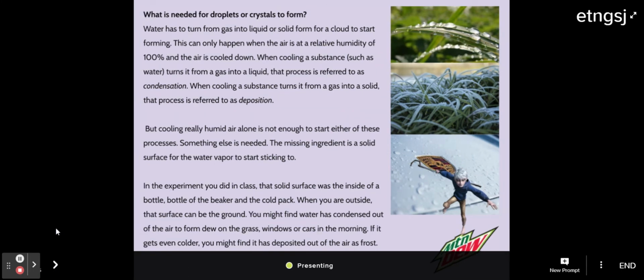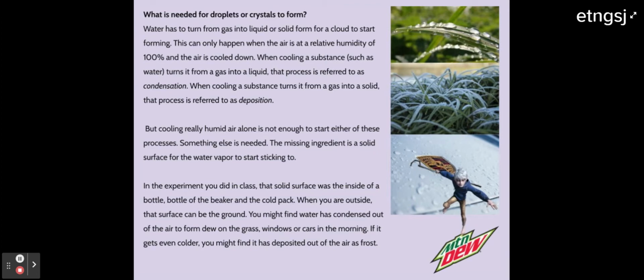Okay. What is needed for droplets or crystals to form? Water has to turn from gas into liquid or solid form for a cloud to start forming. This can only happen when the air is at a relative humidity of 100% and the air is cooled down. When cooling a substance, such as water, turns it from gas into a liquid, that process is referred to as condensation. When cooling a substance turns it from gas to solid, that is a process referred to as deposition or depositing.